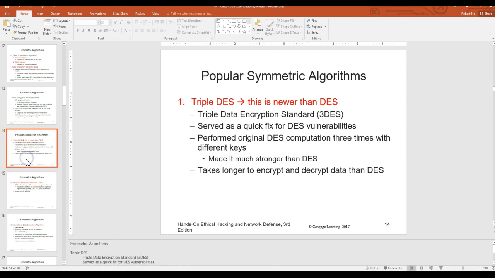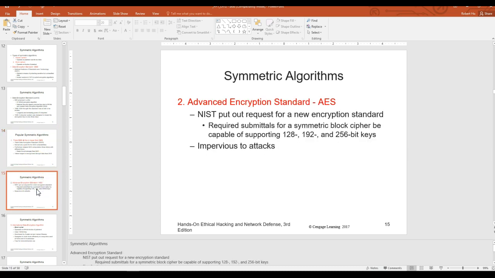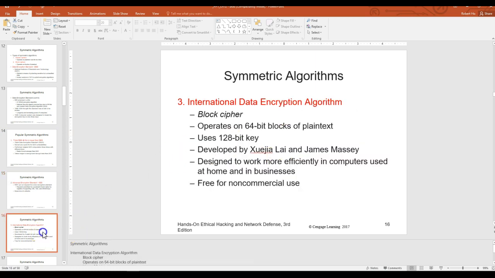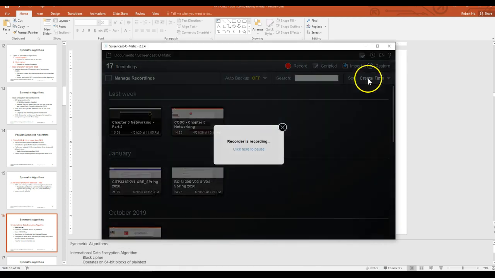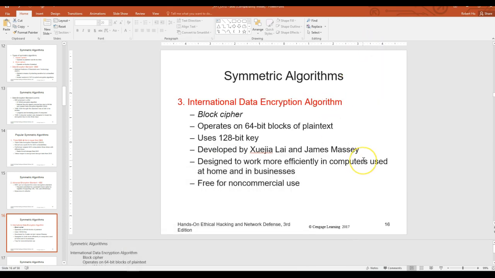So you have triple DES, and then this is Advanced Encryption Standard, which is a block cipher, and then we have another one called International Data Encryption Algorithm, or IDEA. This is also a block cipher developed by Xuejia Lai and James Massey, designed to work more efficiently in computer use at home and business, and free for non-commercial use. Alright, so this is the third one.